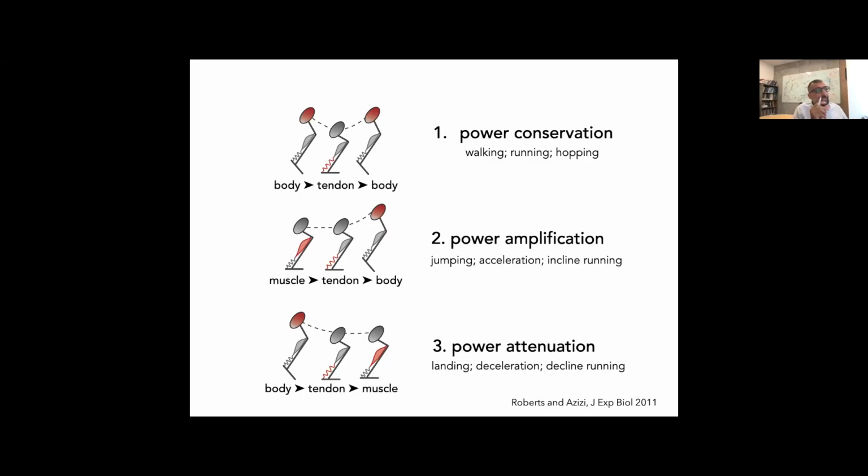So we really, in this case, have the tendon acting as this buffer between the energy that's coming from the environment or the center of mass and the muscle that's ultimately having to be stretched in order to dissipate that energy.